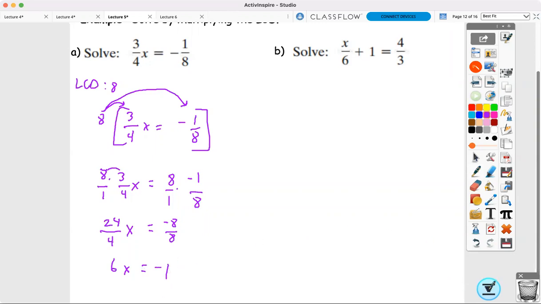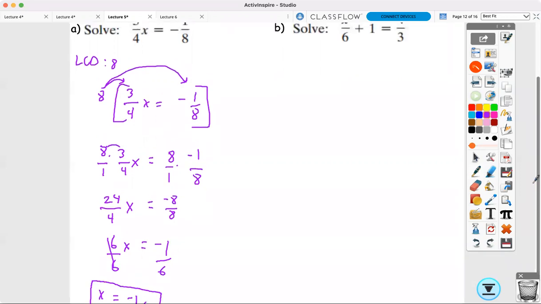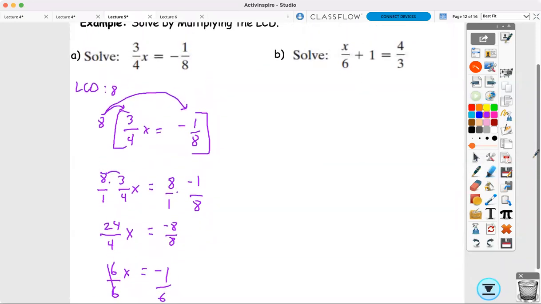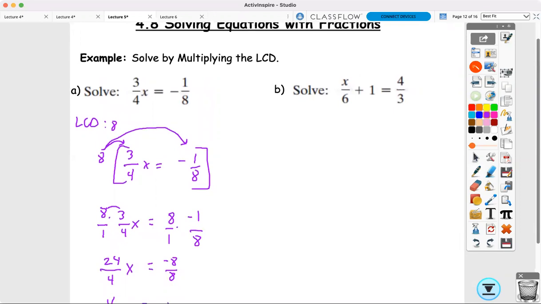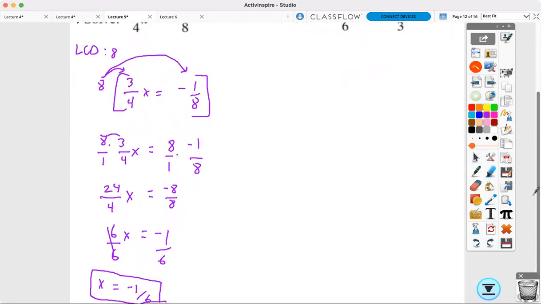Now we're almost done. We want to get x alone, right? That's the objective here. So we divide both sides by 6. So then the solution is x equals -1/6. And yes, you can check it by plugging it in, but it's not asking us to check, it just wants us to solve. Any questions on the steps that we did here?